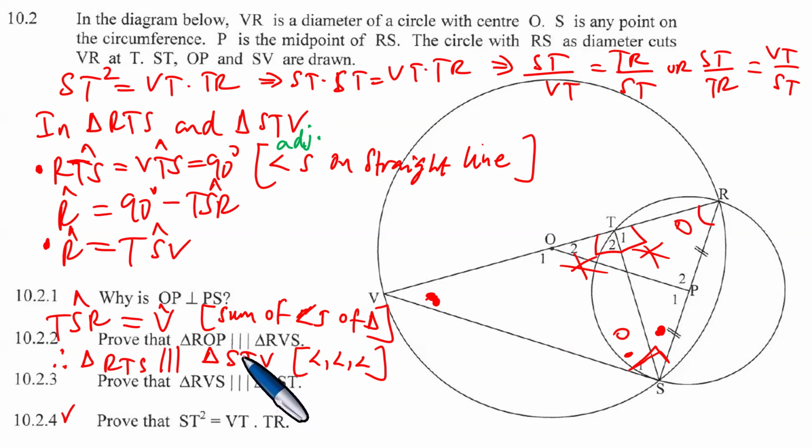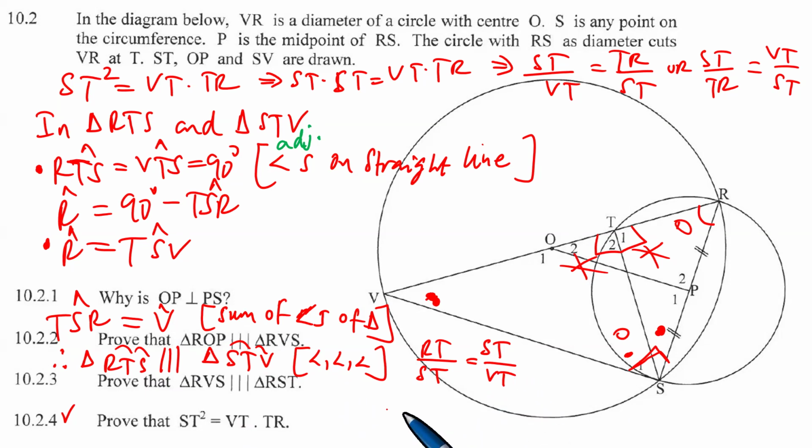They're similar triangles. Because they are similar triangles, we are able to say RT over ST is equal to, then you deal with the last two. You can call it TS, but let's just call it ST to make it the same as ST. And here you also have TV, but let's call it VT.